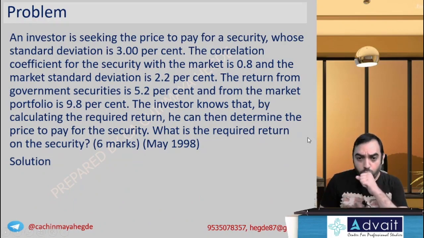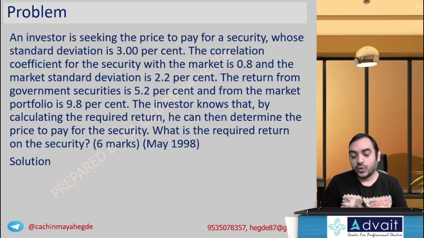Okay, so sorry. Now let's do a problem on CAPM. An investor is seeking the price to pay for a security whose standard deviation is 3%. The correlation coefficient for the security with the market is 0.8. The market standard deviation is 2.2%. Return from the government security is 5.2%, and from the market portfolio 9.8%. The investor knows that by calculating the required return, he can determine the price to pay for the security. What is the required return on the security?